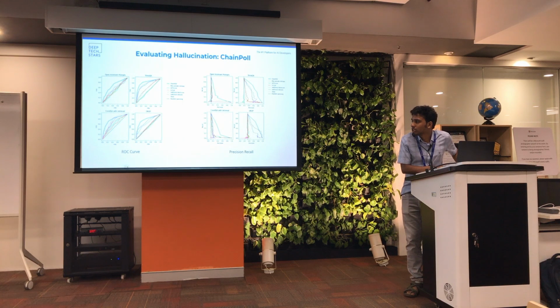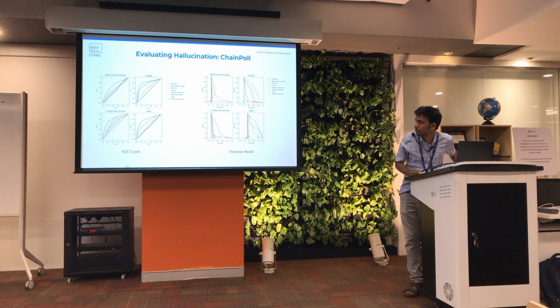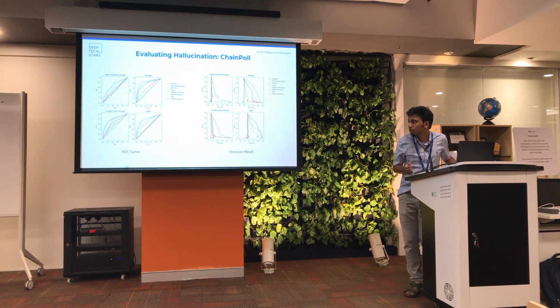So yeah, these are just the graphs of ERS, ROC curve and Precision-Recall. And you can see the team pool is scoring much better than others on their real hall data set that they have created using COVID QA and drop.